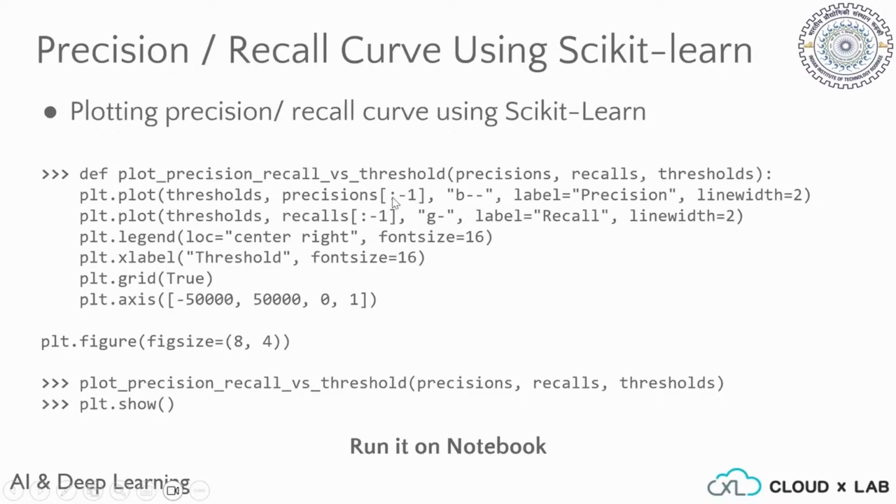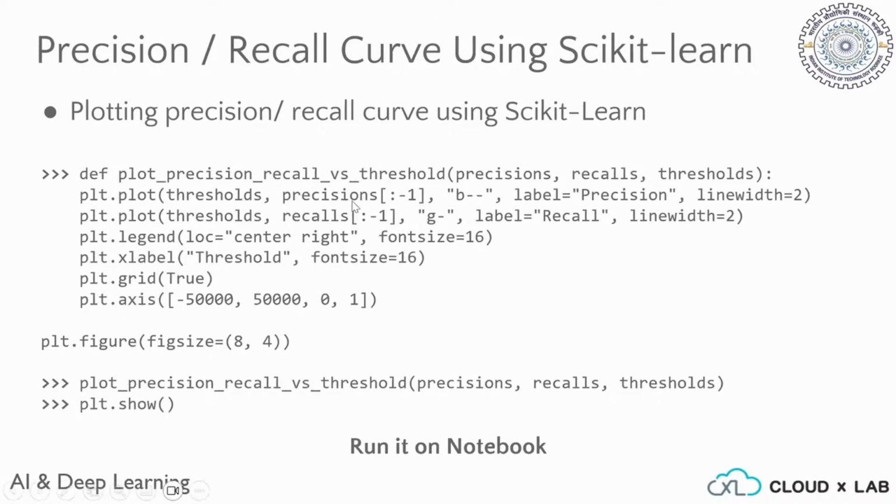So for that, we are writing colon -1, which means we are taking all values except the last value, right? From 1 to 10 we are considering, and the 11th we are neglecting because we only have 10 threshold values.